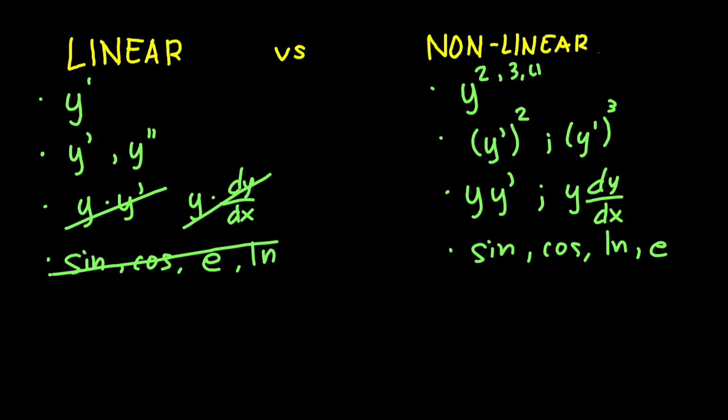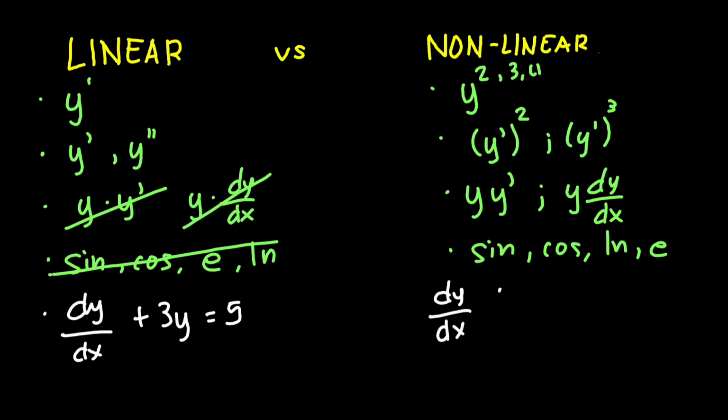So let's see its examples. For linear example, it would be dy over dx plus 3y equal to 5. Some examples for nonlinear power would be dy over dx plus y squared equal to 0, and y prime to the power of 2 plus y equal to 0.